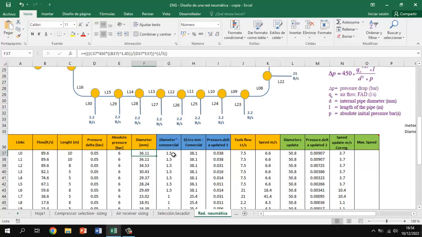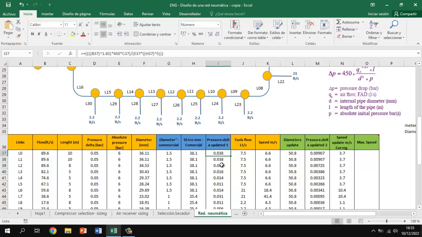This is in inches and this is in millimeters. And now you calculate your pressure drops again. It's the same working pressure, the same length, the same flow, but in this case with the new commercial diameter.